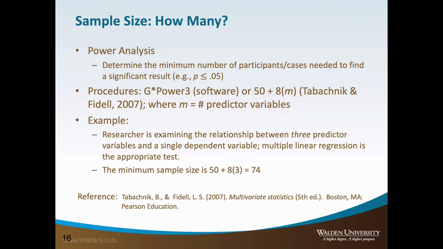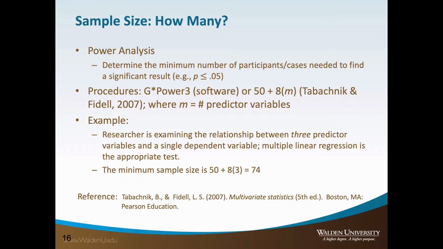Sample size is critical to quantitative research and is another combatant to statistical conclusion validity. As such, researchers must conduct a power analysis or sample size calculation to determine the minimum required sample size for the research scenario. Two common approaches are the use of G-Power 3 software and/or using a formula by Tabachnick and Fidell. G-Power 3 can be downloaded for free from the internet. Simply Google G-Power and you will be taken to the website.